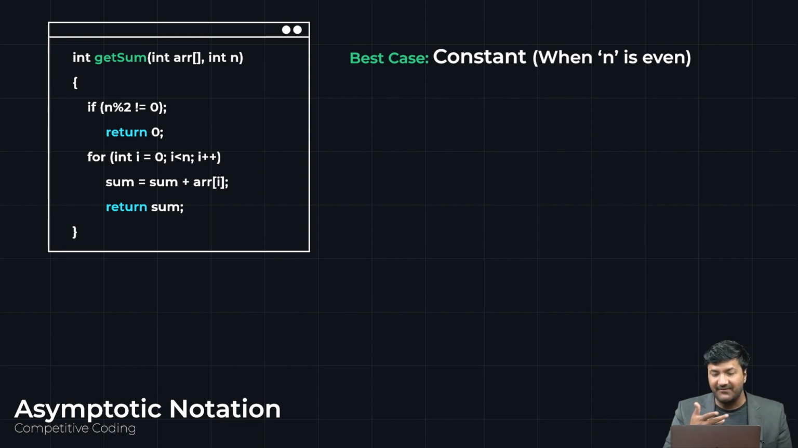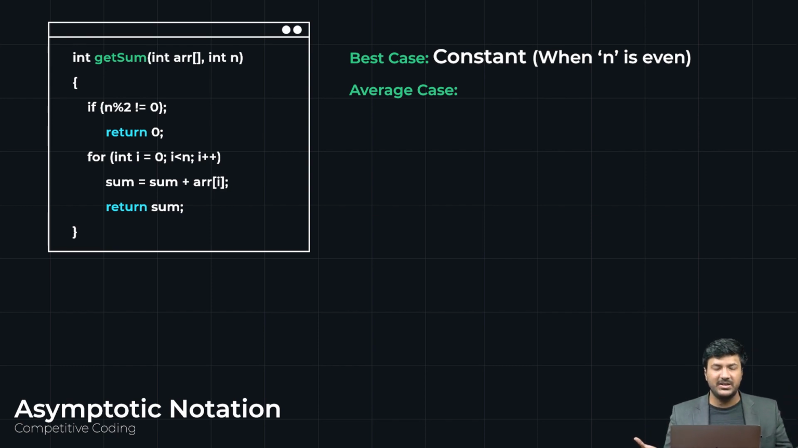Okay, now the average case. Let's consider the average case, right? The average case would be, let's say this function is running over and over again, multiple times. So what would happen again? The probability of a number being even and the probability of a number being odd is 50-50%.